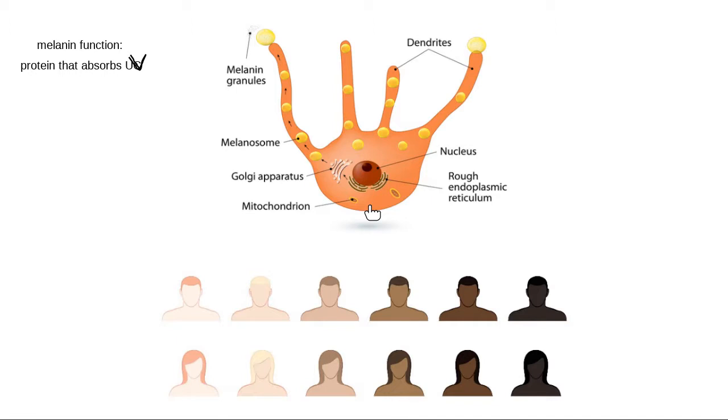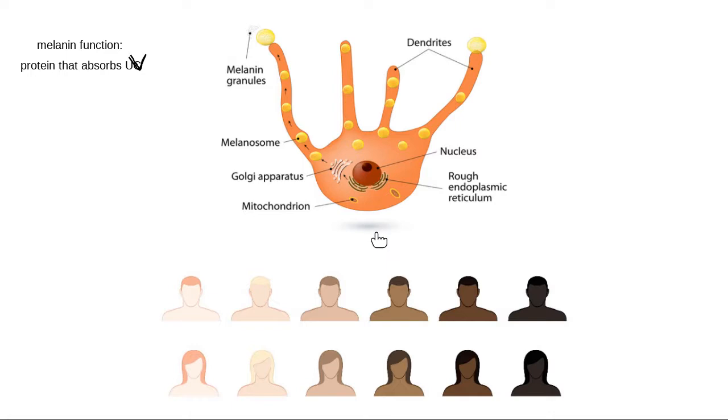Some of our melanocytes are more active than others. Do you want to take a guess? Is it more toward the left side or the right side of this spectrum where we see more melanin? More melanin.